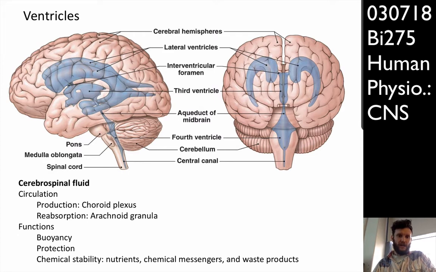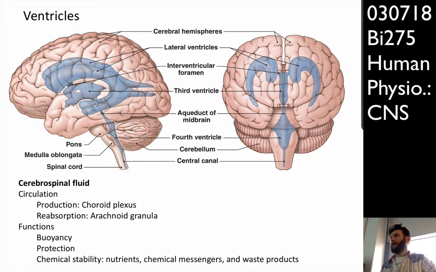Here are those holes that I talked about in the brain. These are important because they are filled with cerebrospinal fluid and are responsible for the circulation of the cerebrospinal fluid. So there are these void spaces. The blue that you see are void spaces in the brain that then communicate with this thing called the central canal that runs down the middle of the spinal cord.